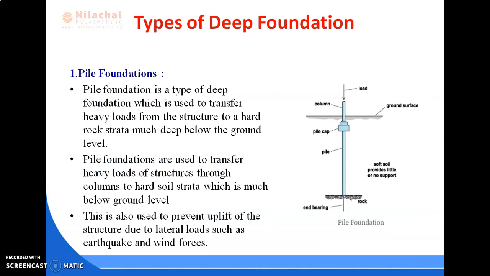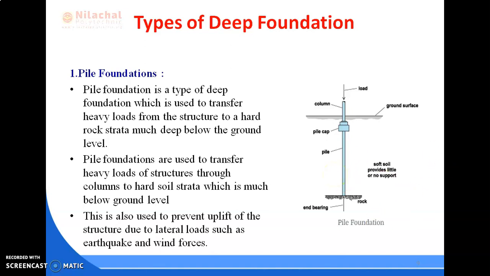Next are the types of deep foundation. First is the pile foundation. It is a type of deep foundation. What is a deep foundation? I have already told you. So it is a type of deep foundation which is used to transfer heavy loads from the structure to a hard rock stratum much deeper below the ground level.